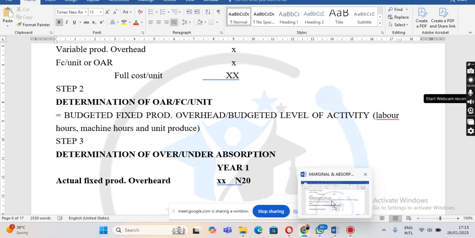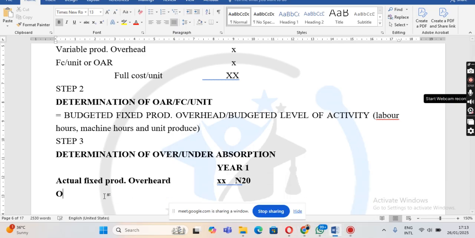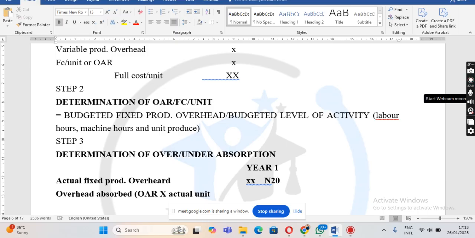Now, in this determination of over and under absorption, how will you determine your overhead absorbed? Your overhead absorbed is calculated as OAR multiplied by the actual units produced.